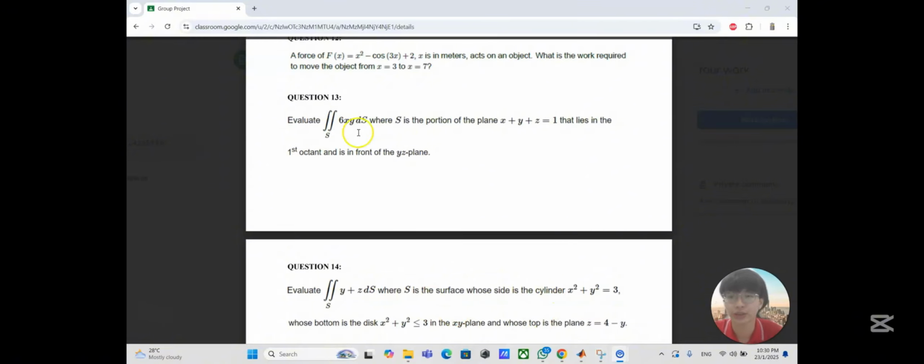So for question 13, we need to evaluate the surface integral of 6xy dS, where S is the portion of the plane x plus y plus z equal to 1 that lies in the first octant and is in front of the yz plane. So we do it like this.